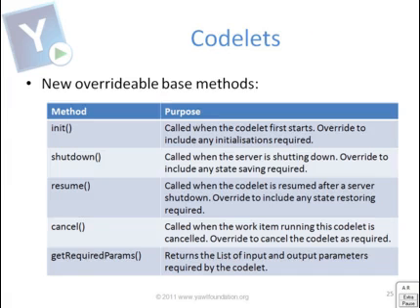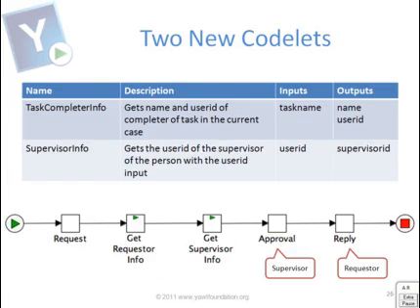So a lot more control for developers, and now it can handle long-running codelets. Those additions allowed me to write 2 new codelets that allow you to get the information of a person who completed a previous task. So in other words, find their name and user ID of someone who completed a task previously. And then you can use this output as an input to this get supervisor info, and find out who that person's supervisor is.